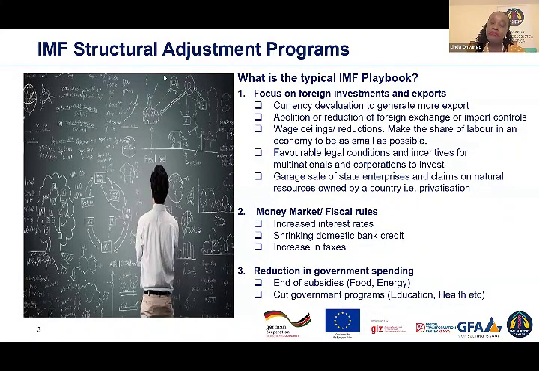So controls are removed. You start to see, for them to attract investors, issues to do with wage ceilings, which you haven't seen yet. To attract investors, they want to make sure the share of labor in an economy is as small as possible. So these are things you should anticipate. You'll also see a lot of favorable legal conditions and incentives for multinationals. You're already seeing this. If you saw the Finance Act 2023, you saw a lot of provisions on repatriation of profits, on investments.